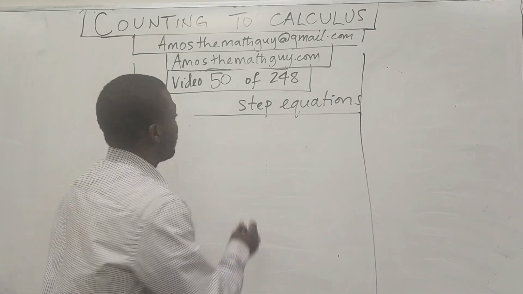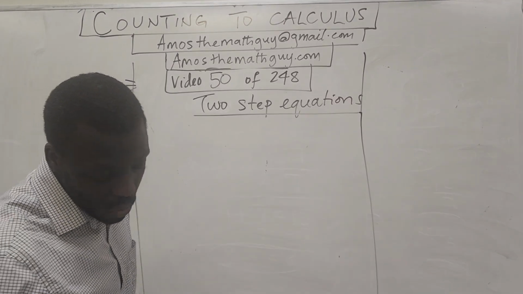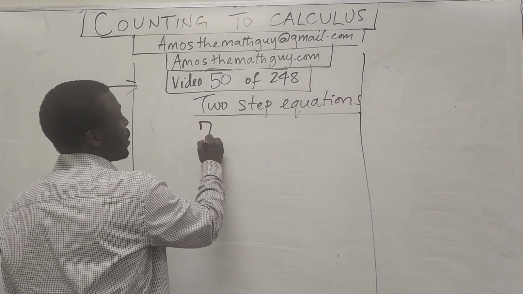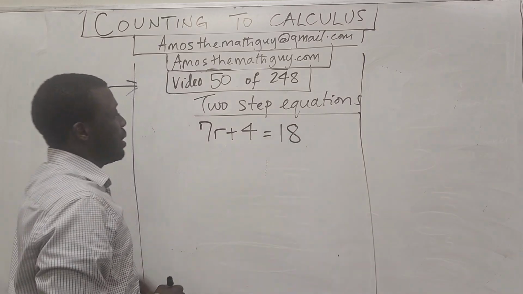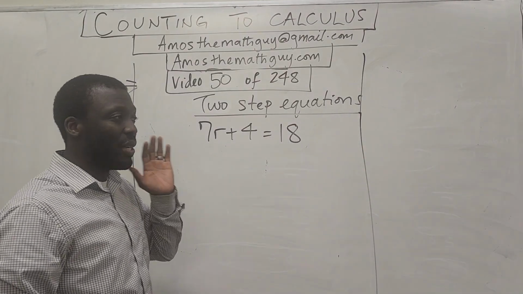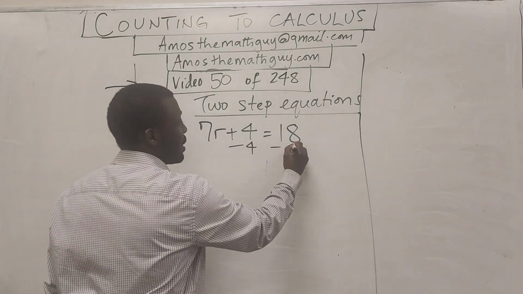Two-step equations. We've talked about one-step equations. What about two-step equations? What about a situation like this? In a situation like this, we still use the rule that we learned with one-step equations. We subtract 4 from both sides.